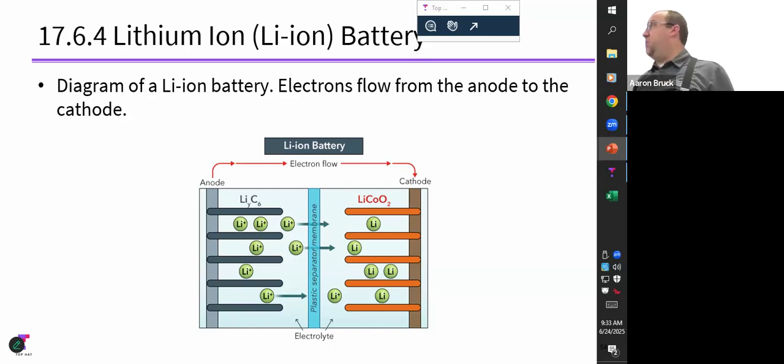So as the electrons go from the anode to the cathode, lithium ions are also traveling from the anode to the cathode to prevent it from becoming polarized. And then we can recharge this by basically reversing the process. So we hook this up to an electrical source. We force the electrons to go the opposite direction. The lithium ions also go the opposite direction. It recharges.